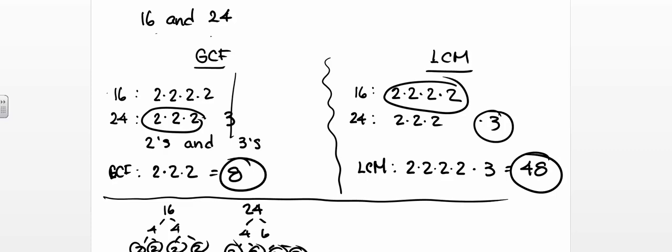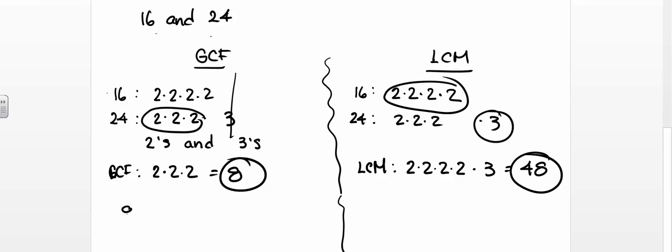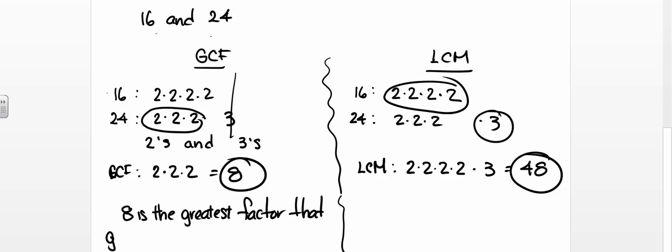Okay, so let's recap here. I'm going to erase my scrap paper and I will summarize. So 8 is the greatest factor that goes into both 16 and 24. Nothing bigger that's in common between those two numbers is a factor. Sure, like I said before, 2 goes into it, but that's not the greatest. 4 goes into it, it's still not the greatest. 8 is the greatest common factor.